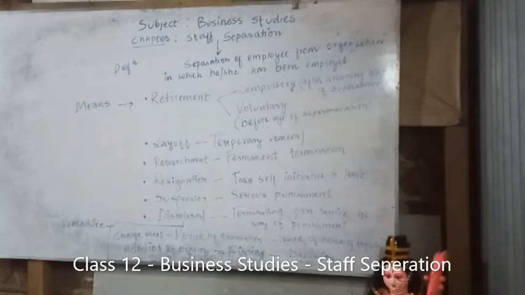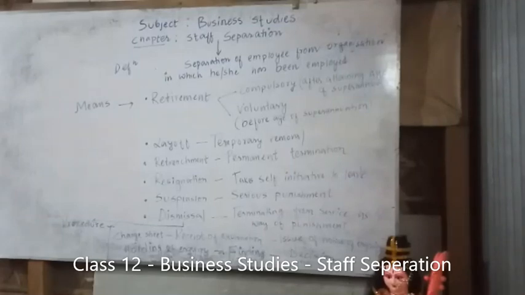Separation means separation of an employee from the organization in which he or she has been employed. That means the person who is working in an organization is being separated from the organization. So staff separation means separation of an employee from the organization in which he or she is employed. Now, employees leave an organization due to several reasons.